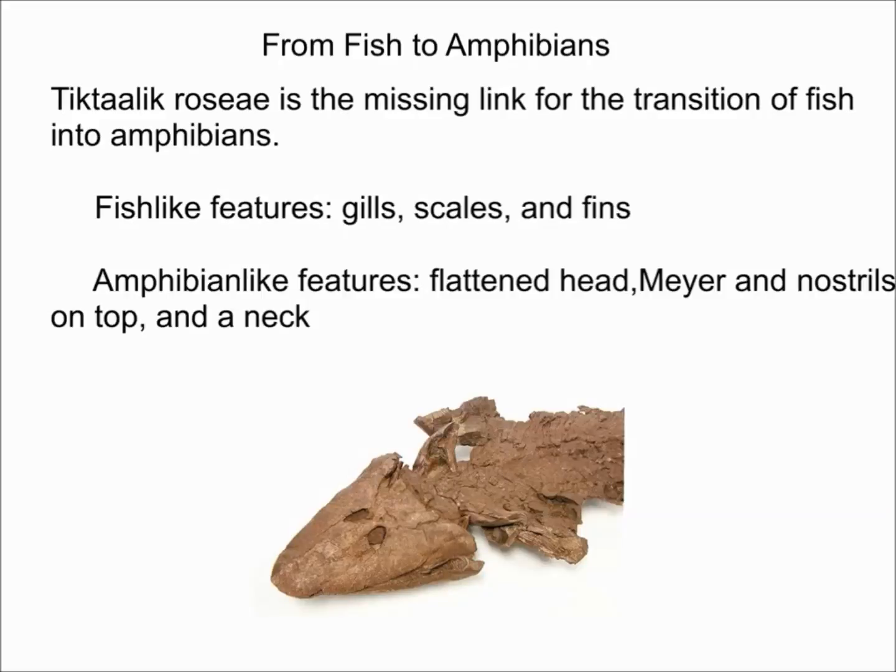Tiktaalik rosae, which Allison just mentioned as being a missing link for the transition of fish to amphibians, had features of both fish, such as gills, scales, and fins, and amphibian-like features, such as a flattened head with eyes and nostrils on the top instead of on the sides of the skull, and a neck. It was able to live in shallow water and breathe air. This fossil shows how fish evolved into land-dwelling amphibians.